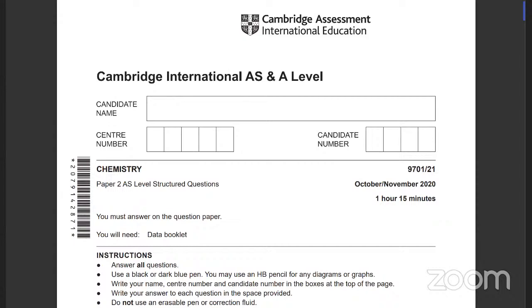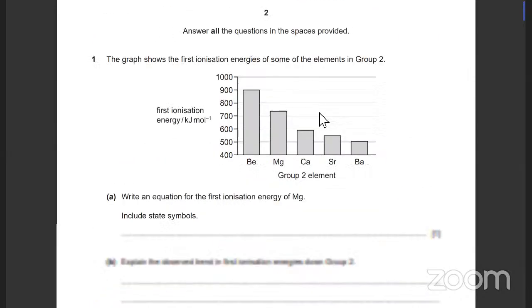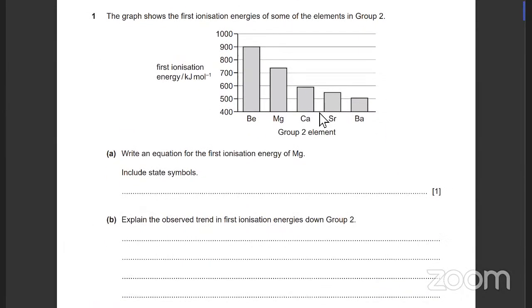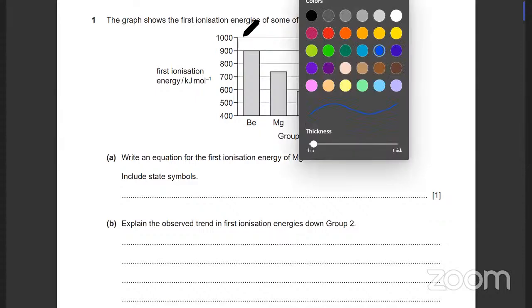So I'm going to start with this one. Okay, that's W20, and this is question paper 2-1. We'll try and do two of the papers. First thing, the first ionization energy. Remember, this is W20 and question paper 2-1.